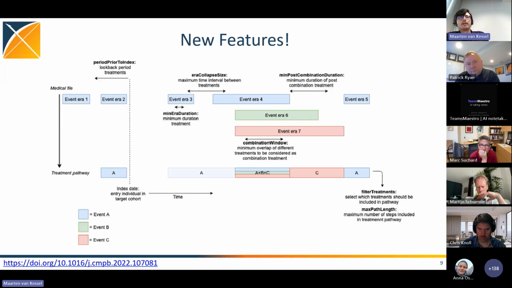pathways are built. So I think largely these parameters still exist in the current package, even with identical names, except for maybe the period prior to index, which is like a look back period. This now goes in either direction, and you can offset it to use it as a look back or sort of a look forward to shift the index date, because that can be quite important.